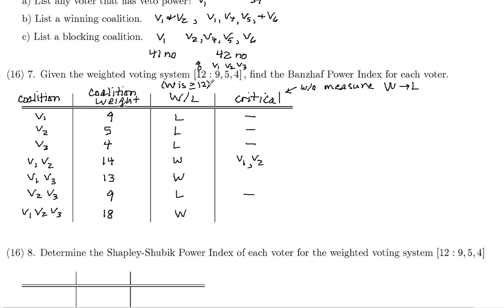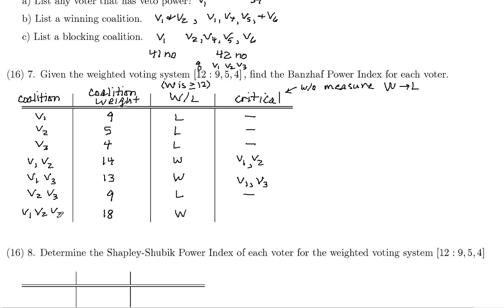With V1, V3, you've got 9 and 4. And again, if voter 1 withholds their 9 votes, you've only got 4, not enough to pass. If these 4 votes are withheld, you've got 9, not enough to pass. So both of those voters are critical. You need them for the measure to pass.